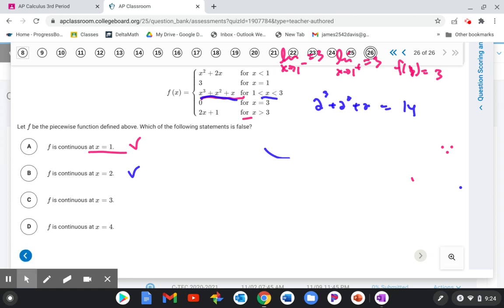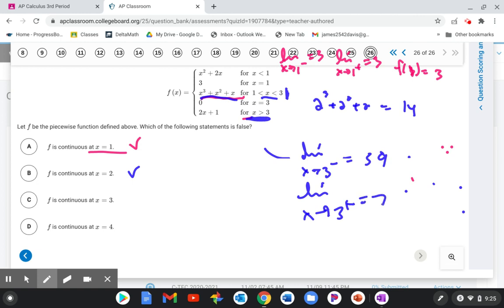Next one, f is continuous at x equals 3. For that, we have to do our different cases here. The limit as x goes to 3 from the left, we would use this function up here. That would be 27 plus 9 plus 3. So it's going to be 39, right? Yep, 39. As we go to the limit as x goes to 3 from the right, we would use this bottom one because it's bigger than 3. That's going to be 2 times 3 plus 1, which equals 7. So you can see the limits don't match there. Therefore the limit does not exist, which means it cannot be continuous. So this one is false.